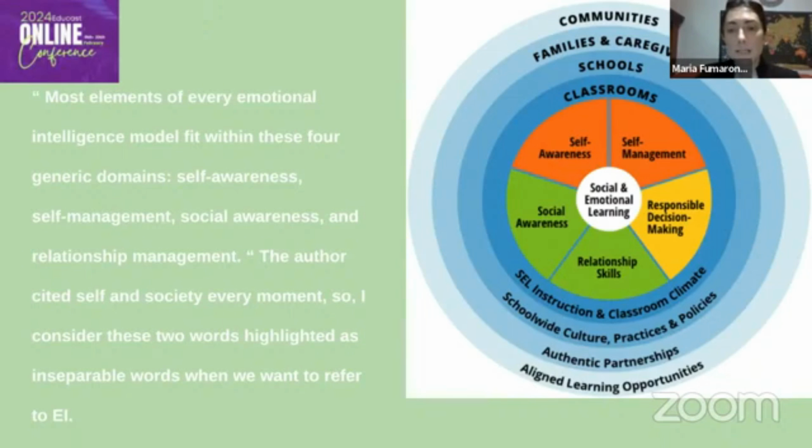So here we can see the wheel. We have social and emotional learning. We have self-awareness, self-management, social awareness, relationship skills, responsible decision making. And then we have social and emotional learning instruction and classroom climate, which is our concern. School-wide culture, practices, and policies, authentic partnership, aligned learning opportunities. And we have, from the classroom, the school, families, caregivers, and communities.